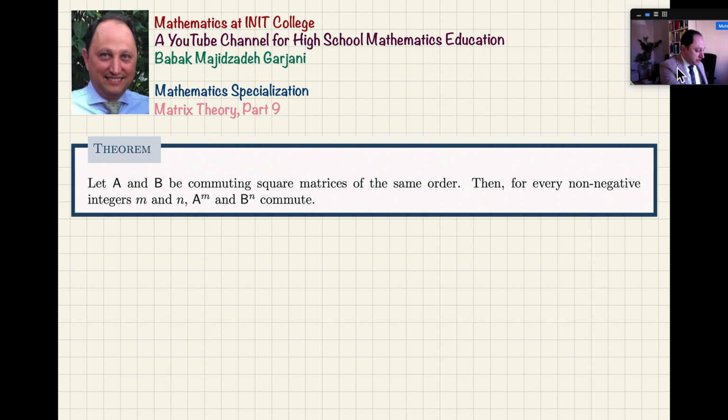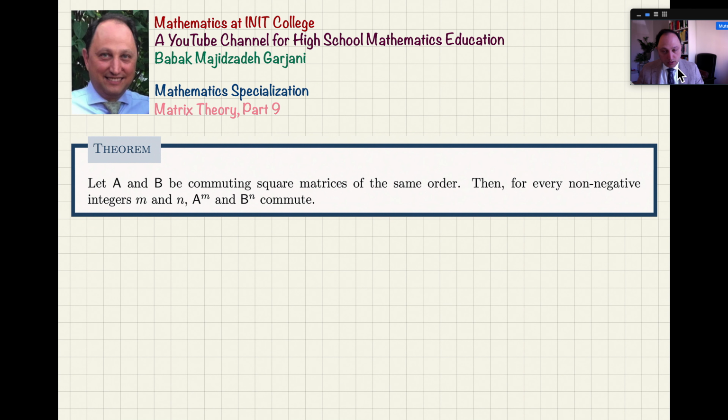And actually this theorem tells you that if A and B are commuting matrices. Of course, commuting matrices should also be square matrices, otherwise they don't commute at all. So if A and B are commuting square matrices of the same order, then for every non-negative integers m and n, any positive integer power of A commutes with any positive integer power of the other one.